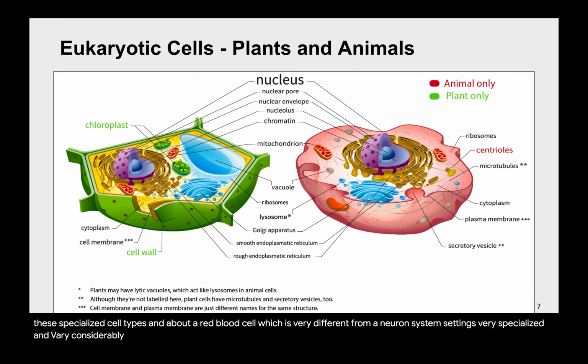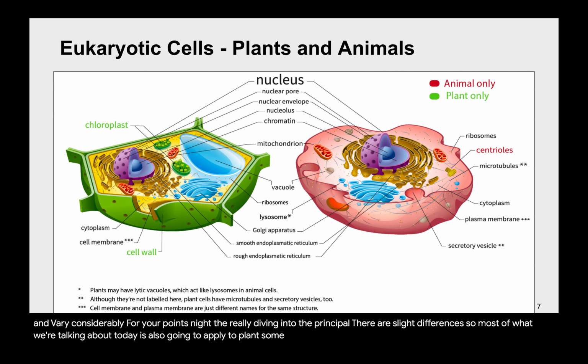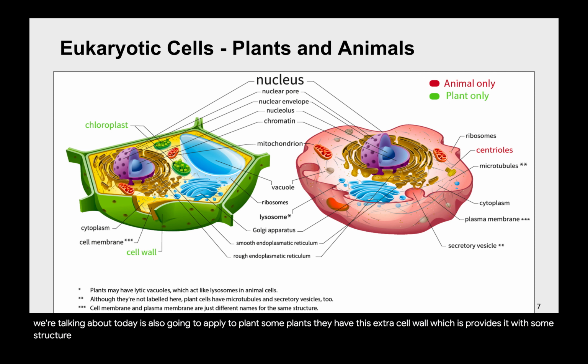Right. Now, for your homework tonight, you'll really be diving into the difference between plant and animal cells, but I do want to point out that there are slight differences between them, though most of what we're talking about today is also going to apply to plant cells. Plants have this extra cell wall, which provides structure and rigidity to the cell. They also have chloroplasts that will carry out photosynthesis. We'll elaborate on that later.